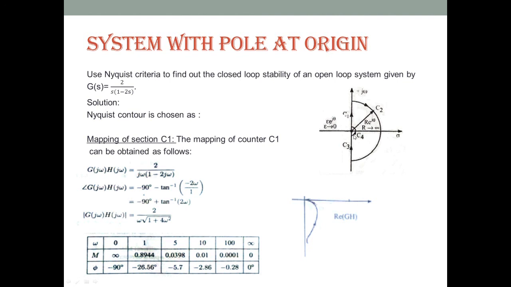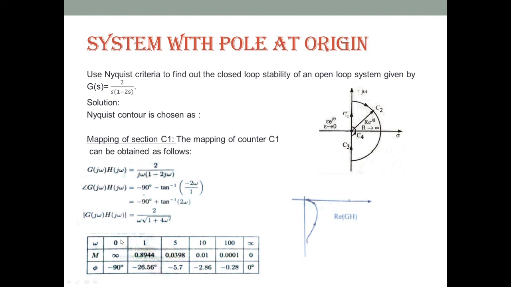and for each section we are going to map in the same way. For the C1 section, omega is varying from 0 to infinity, and for that G(s)H(s) is equal to 2 by j omega into (1 minus 2 j omega), where the angle is minus 90 degrees, and for this minus tan inverse of 2 omega by 1. So it becomes plus tan inverse 2 omega. Now if we need to find the magnitude, it becomes 2 divided by omega into root over (1 plus 4 omega squared).